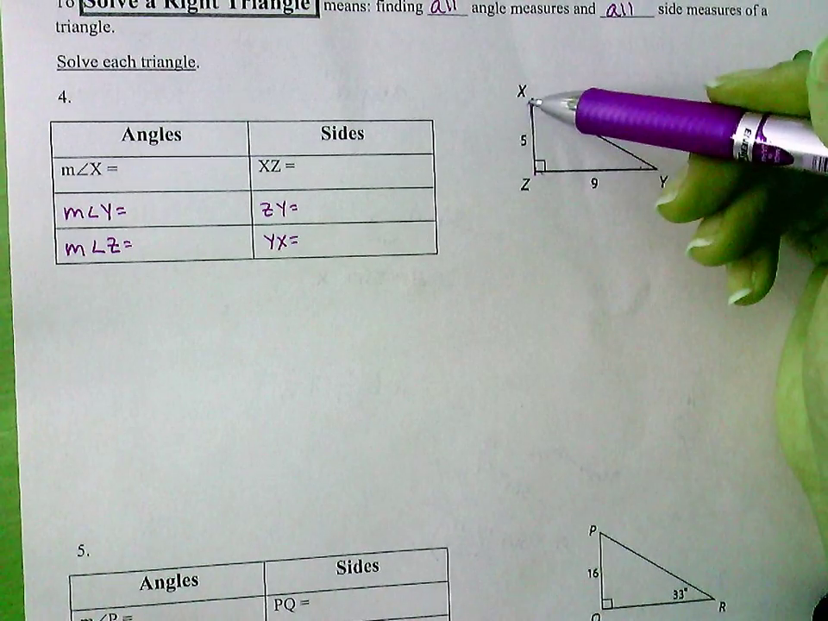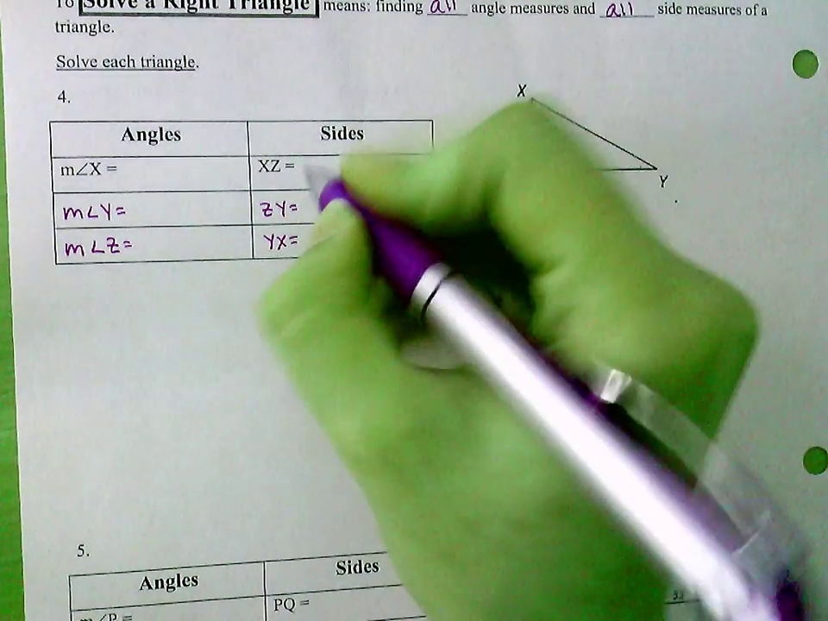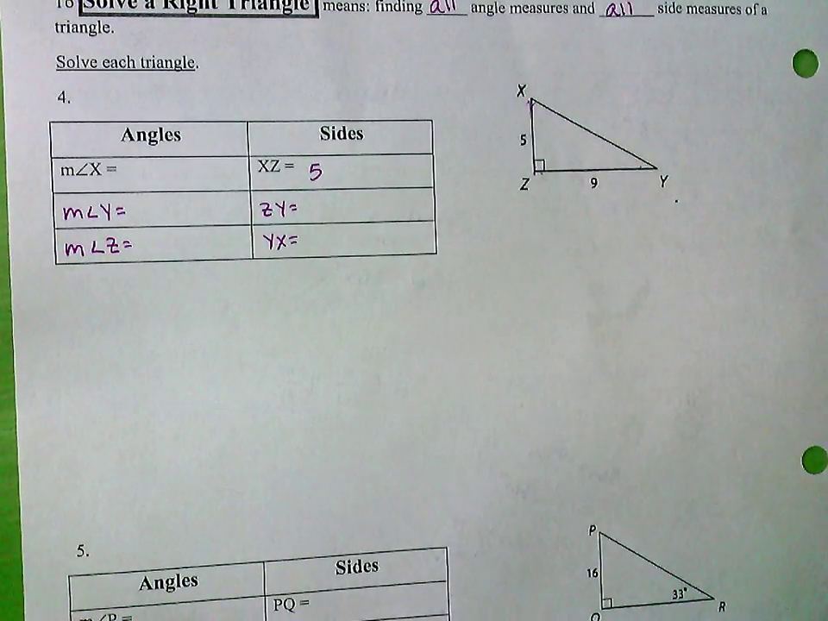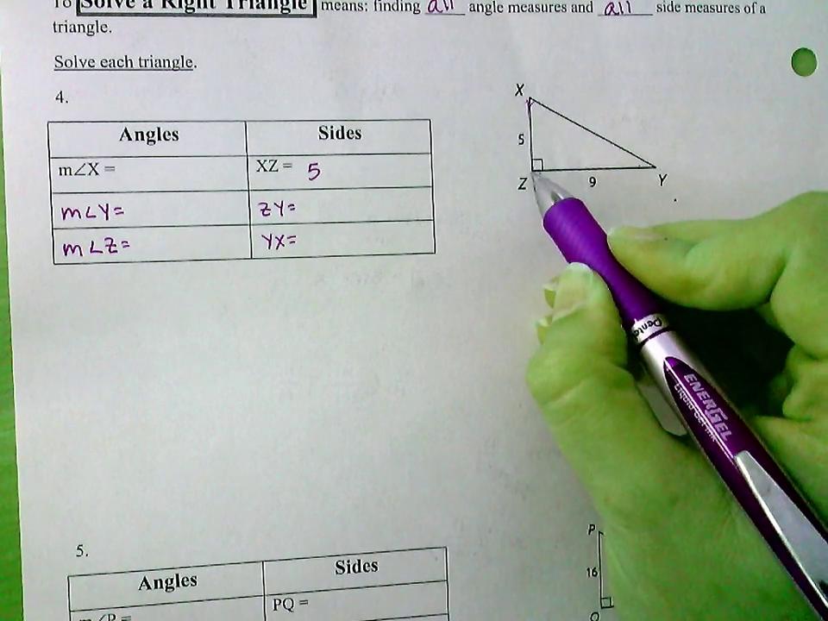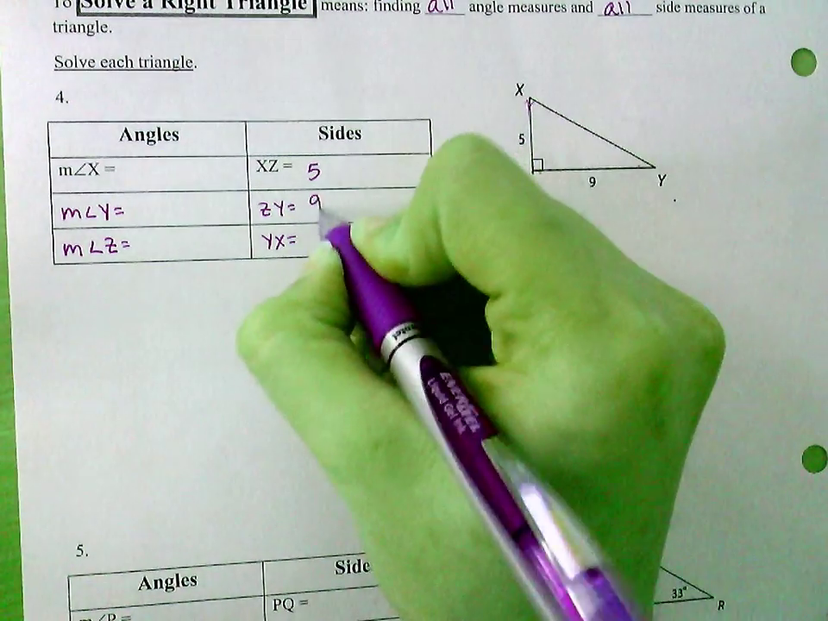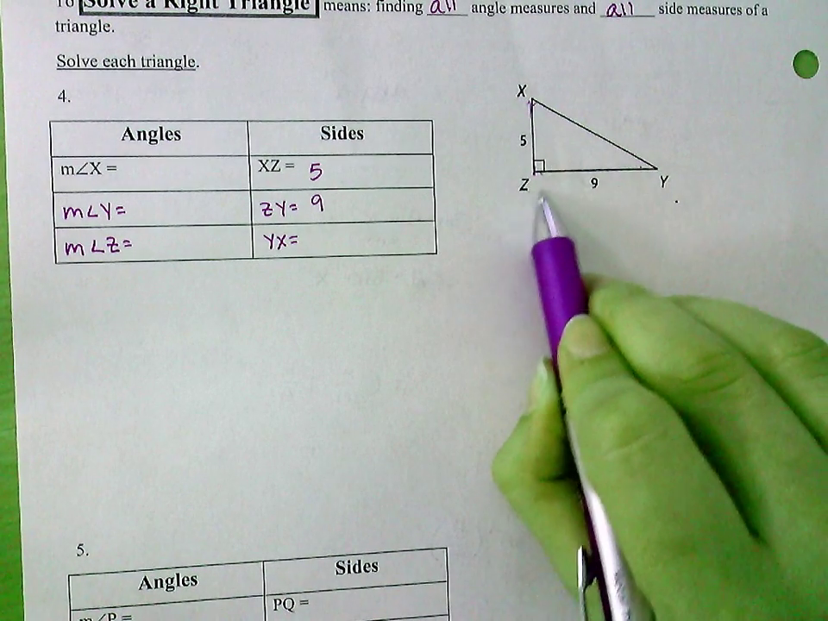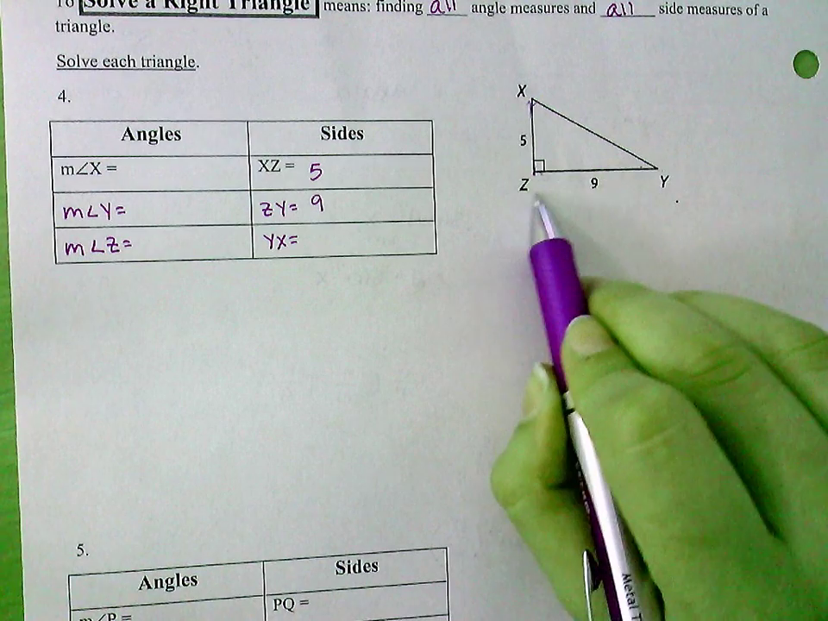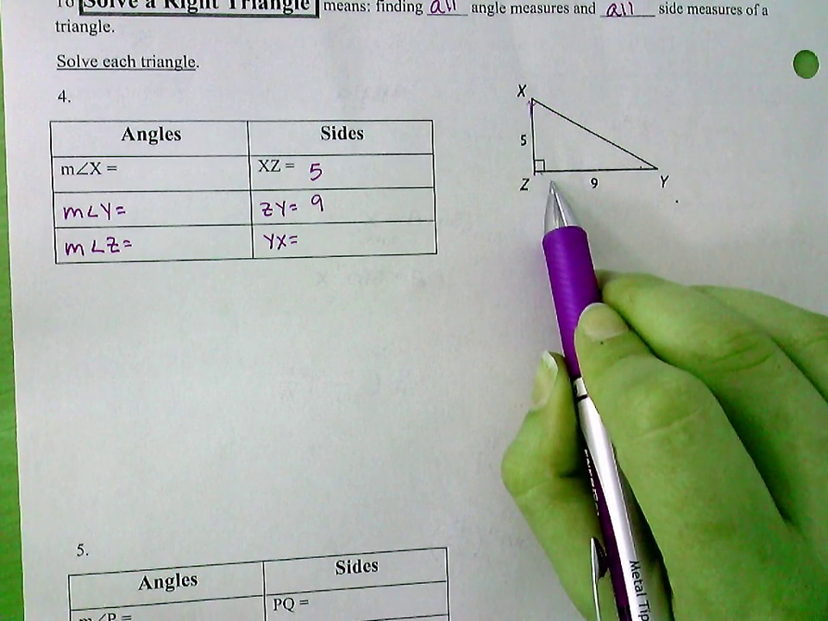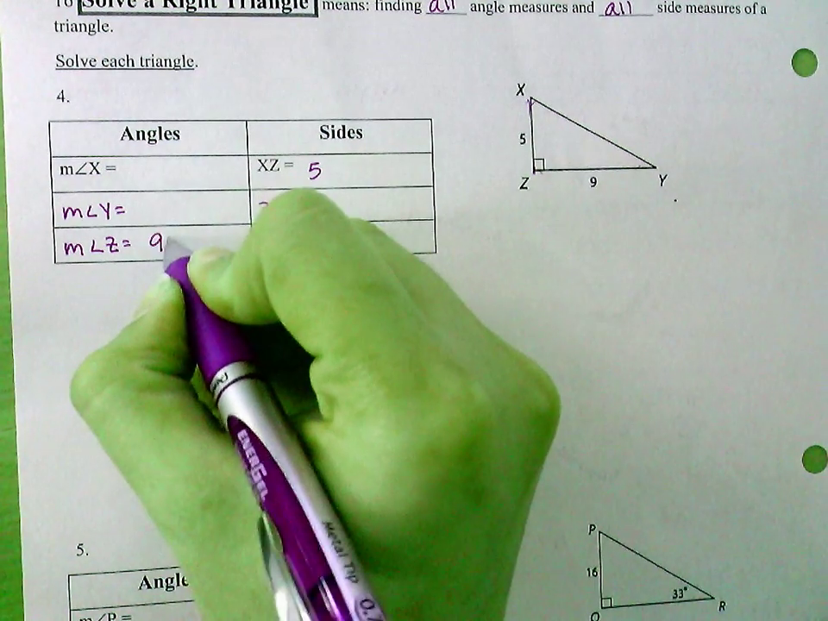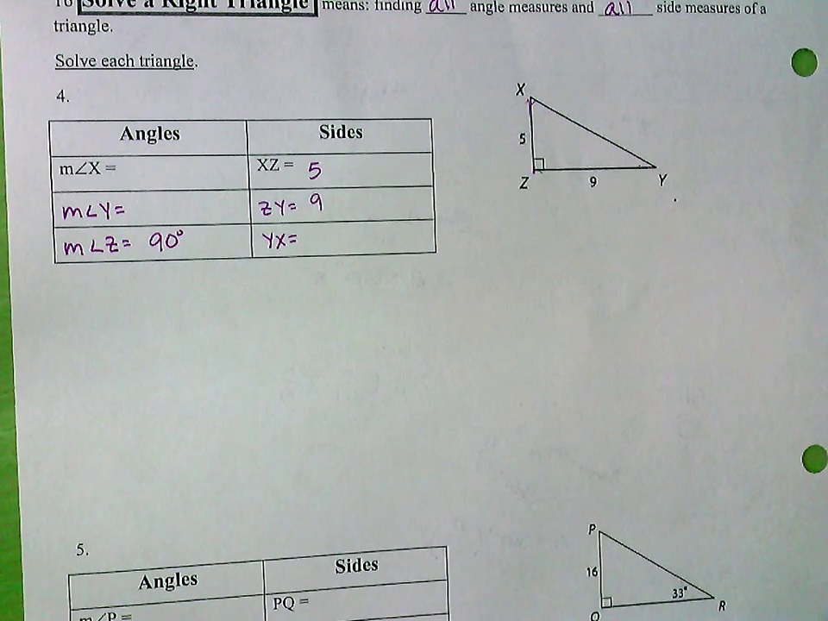Now I'm going to fill in the stuff I already know into this chart. Well, I know the side XZ is 5. I know side ZY is 9. And what do I know about this angle? It's a right angle, which is how many degrees? 90 degrees. So angle Z is 90 degrees. You just need to find 3 things.